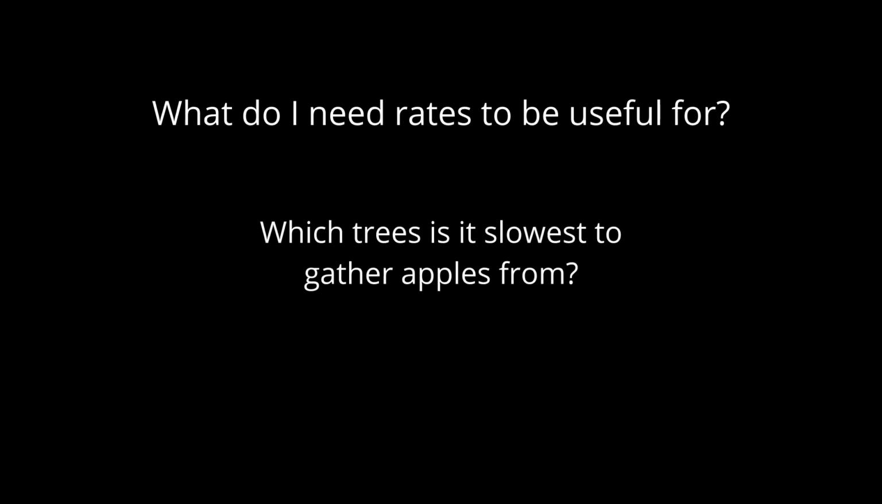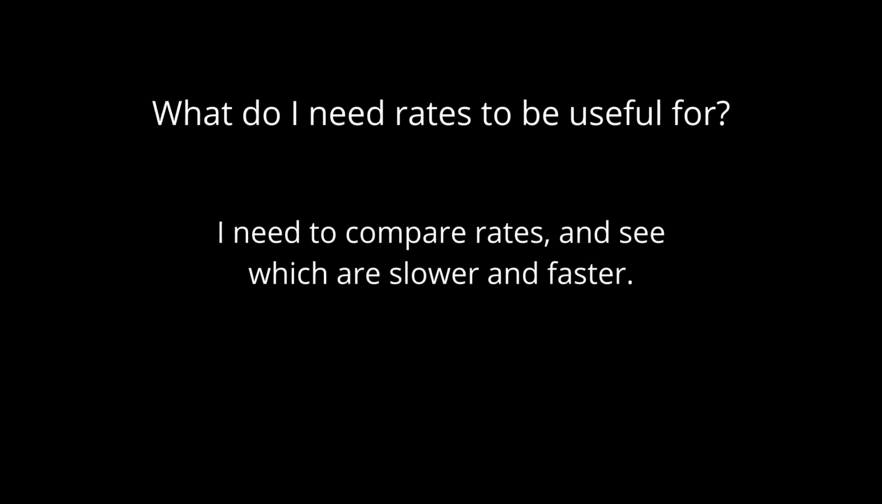Sometimes I can divide the amount of time by the amount of apples and get a remainder of 0 to find the exact amount of time it takes to get one apple. But what should I do if I can't? I guess the first thing to do is to establish what exactly I want to use these rates for. I came at this from the idea of trying to figure out the trees that it's slowest for me to gather apples from. So I want to be able to compare rates to other rates.